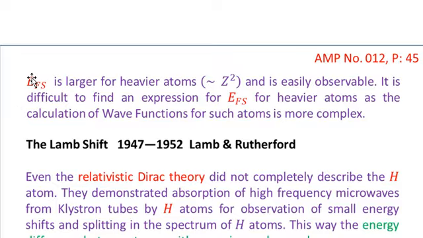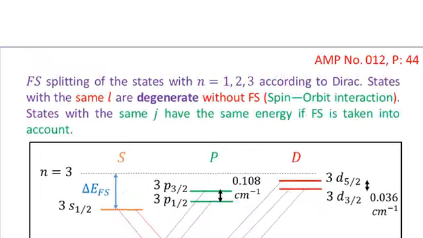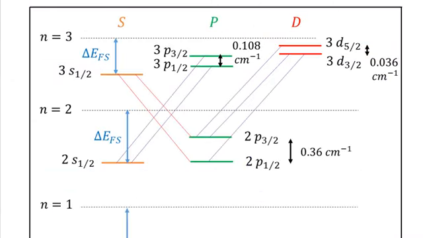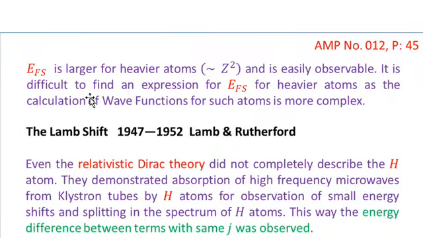But I have also shown you that this EFS also depends upon 1 over n to the power 3, as shown in equation number 63. So you see that if you go along the vertical direction, that is, for higher states where the principal quantum number will increase, then of course the splitting will decrease, as I have shown over here. That is, for example, from this level to this level, the splitting energy will decrease, because with the increase in principal quantum number, the energy difference will decrease. This is what I have explained over here.